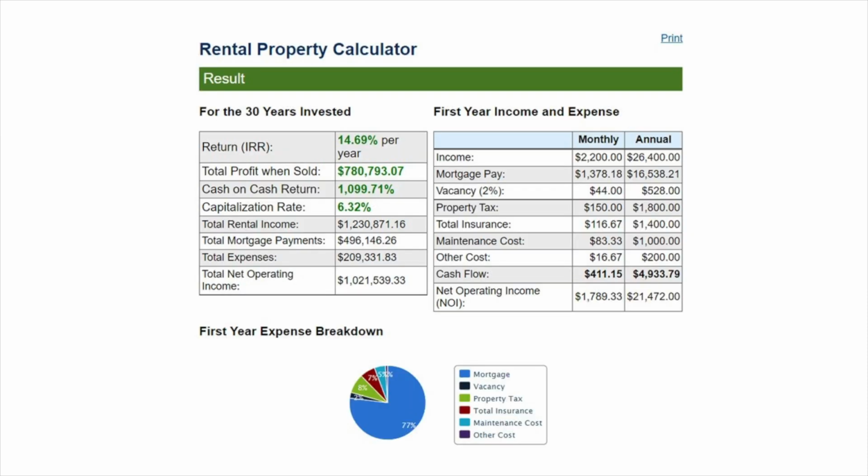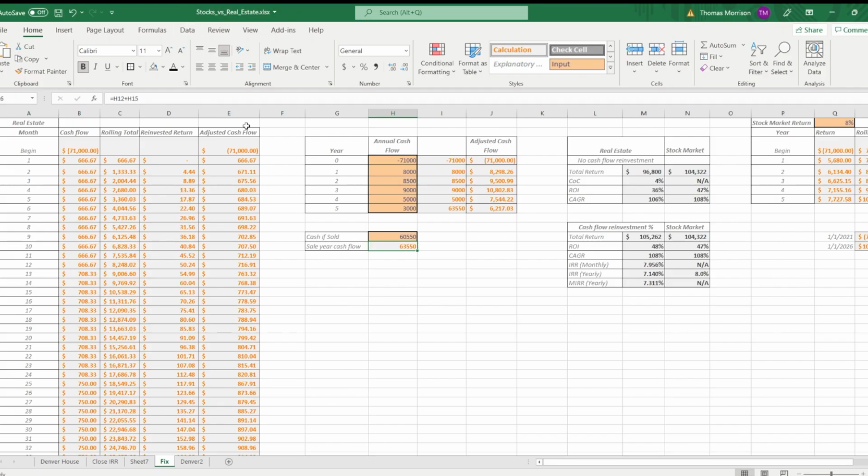A typical rental property calculator will provide calculations such as cap rate, cash-on-cash return, net operating income, and internal rate of return. The cap rate, cash-on-cash, and NOI are more specific to real estate investments, so are not that useful in comparing different asset classes. This is a comparison of various investment metrics calculated for the hypothetical $71,000 investment. These values are the investment metrics for the rental property, whereas these ones are the same metrics calculated for the hypothetical stock market investment of the same value.